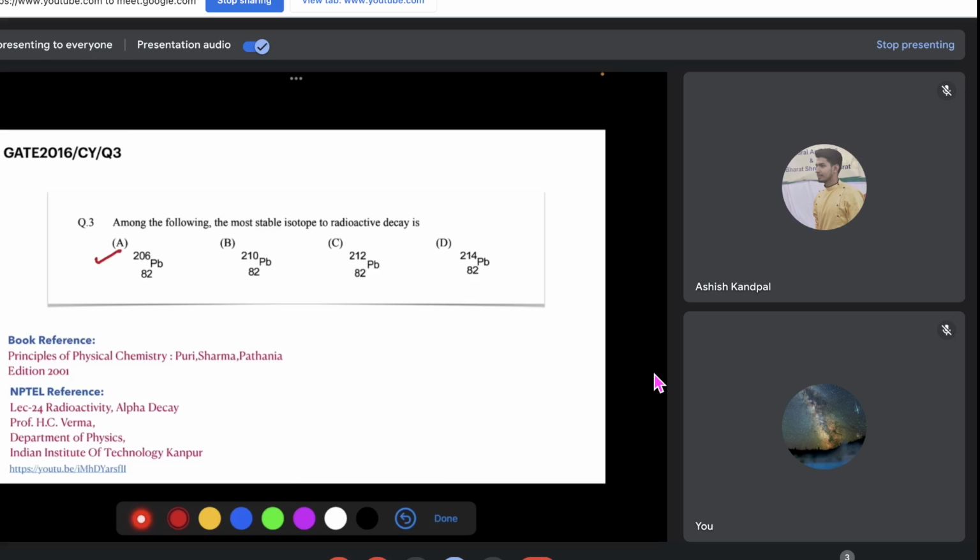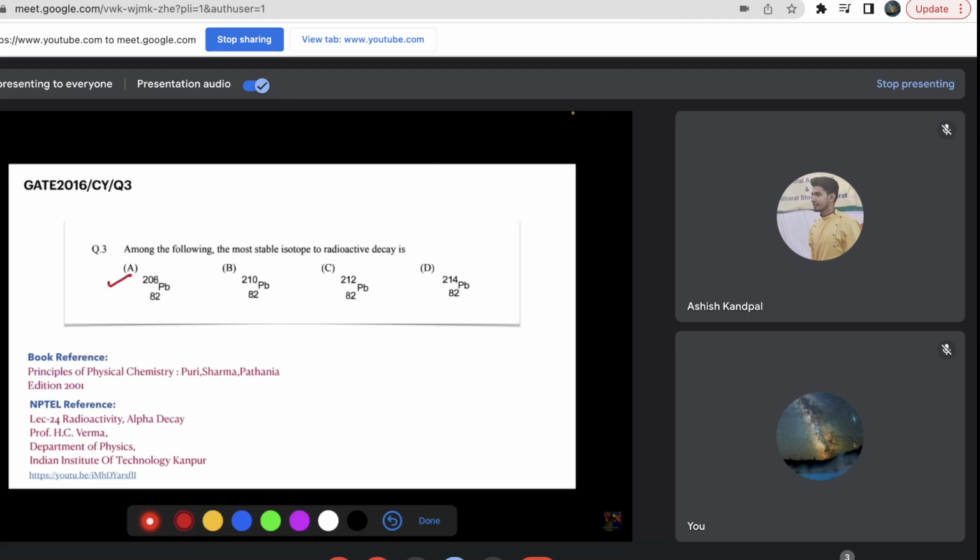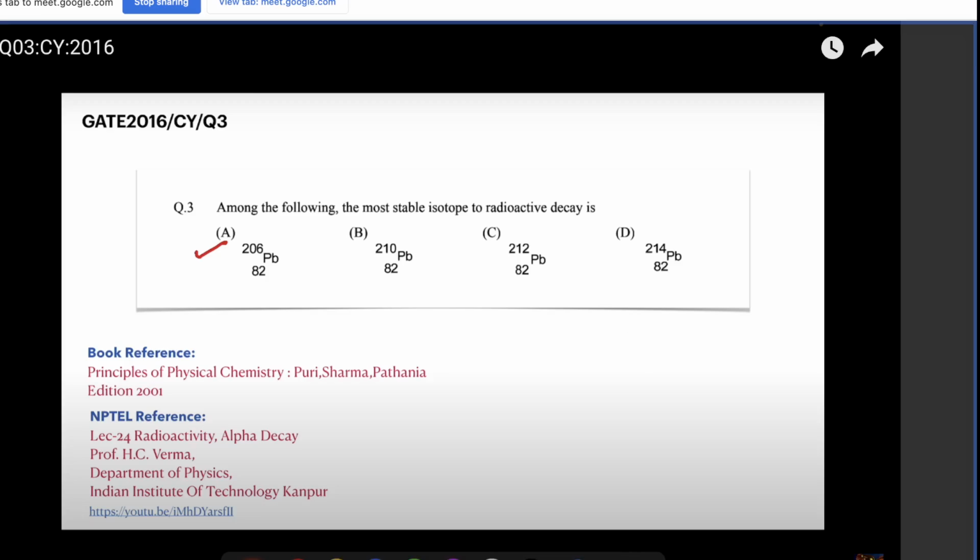I will refer you to go through the book Principles of Physical Chemistry by Puri, Sharma, Pathania, edition 2001. And the NPTEL reference is lecture number 24, Radioactivity Alpha Decay, by Professor H.C. Verma, Department of Physics, IIT Kanpur. I have attached the link. Thank you.